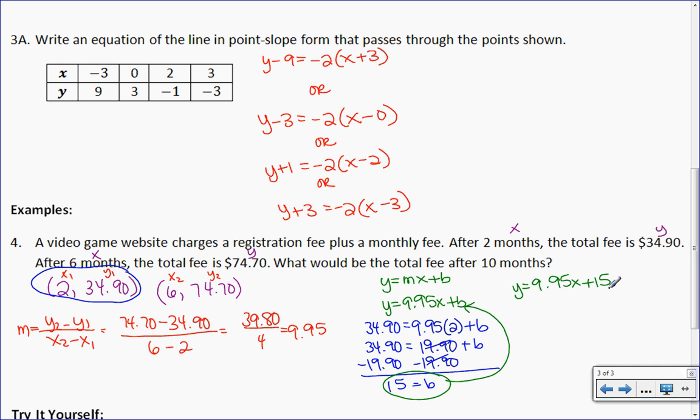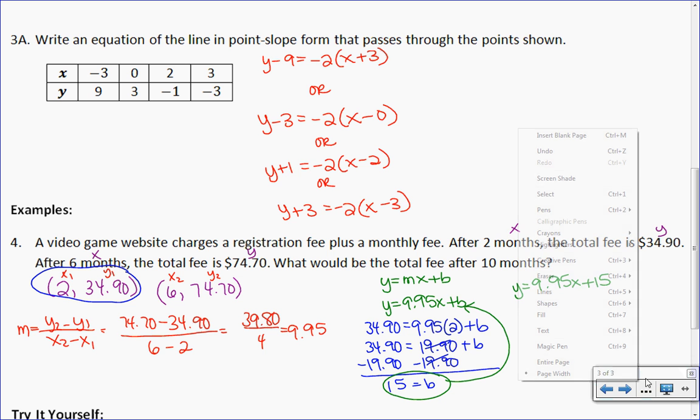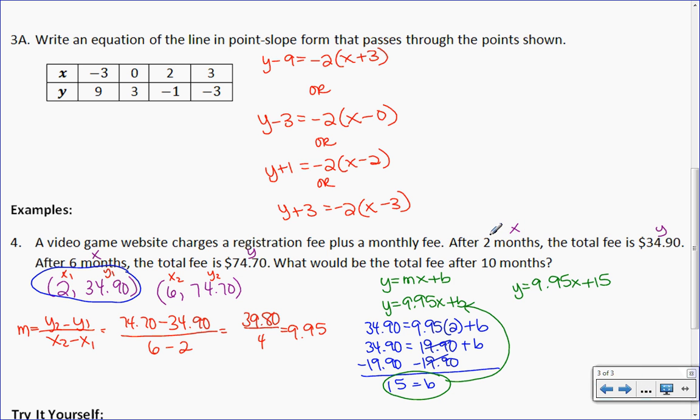Okay, we're not quite finished though. The question asks what would be the total fee after 10 months. But we want to make sure we're substituting 10 in the right place. Notice in both of these points, months were x. So this is an x value of 10. So we're going to substitute 10 in the equation for x. y equals 9.95 times 10 plus 15. So this is 99.5 plus 15, which is 114.5, or $114.50.